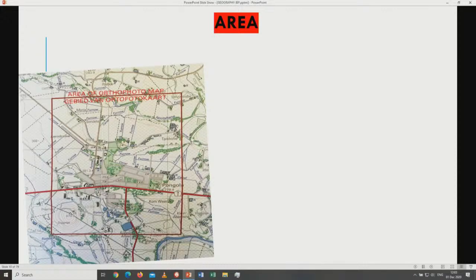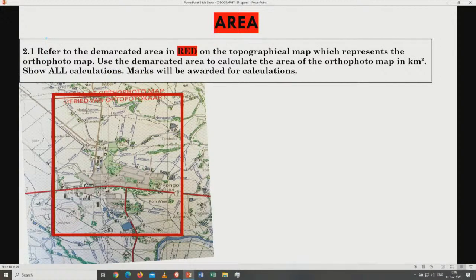Alright, now grade 12, I'm gonna go straight to my calculations. The first calculation that I'm going to be looking at now is area. If we go to the question, the map of Pongola, there is an area covered by the orthophoto map on the topographical map. So the question says, refer to the demarcated area in red on the topographical map, which represents the orthophoto map. Use the demarcated area to calculate the area of the orthophoto map in kilometer squared. Show all your calculations, because marks will be awarded for calculations in this case.